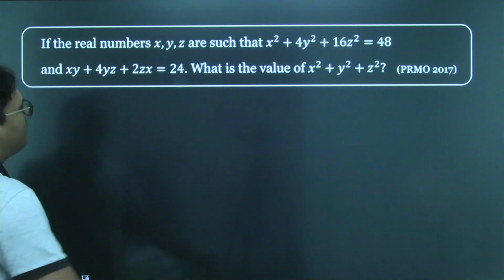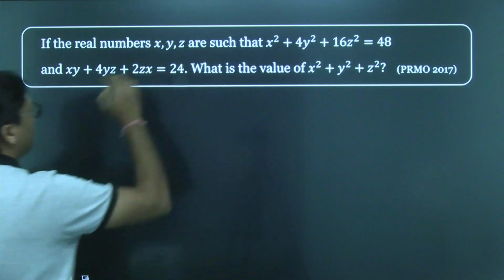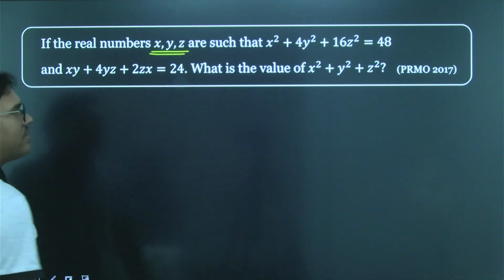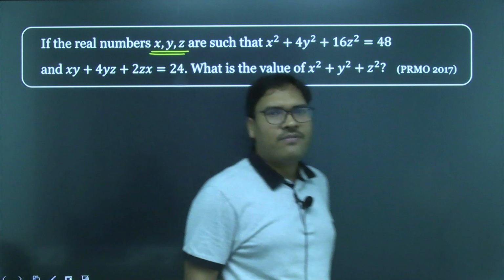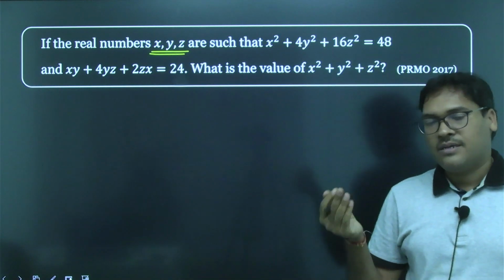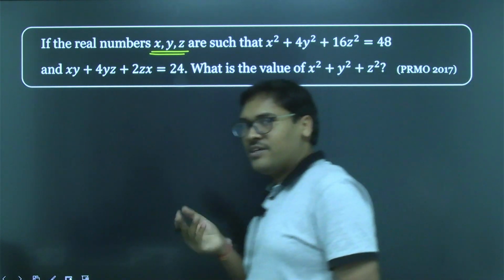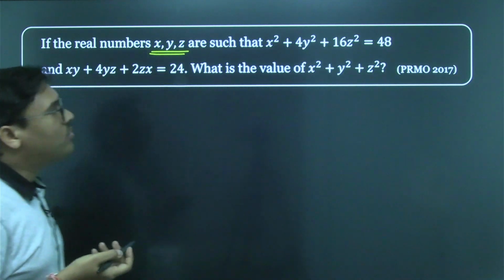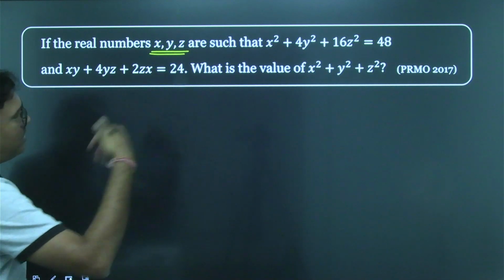Why? Because you have only two equations here. You have only two equations and how many variables? We have three variables x, y, z. Whenever the number of equations is less than the number of variables, sometimes it's very difficult because you won't be able to eliminate the variables, right? So obviously there will be some trick to solve this question.